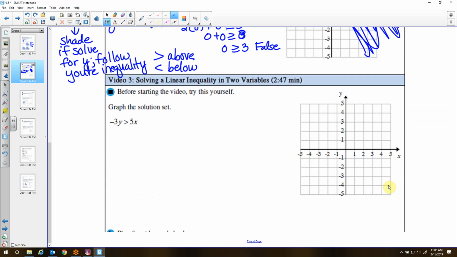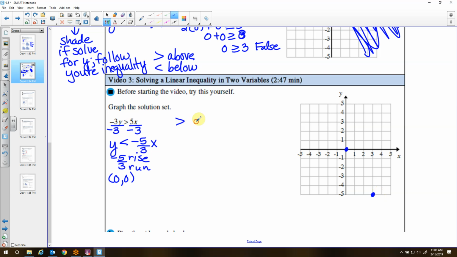Okay, let's do this one at the bottom of the page. I've got negative 3y greater than 5x. So I'm going to solve for y. So I'm going to divide by 3. Now remember, if you divide by a negative number, we have to flip that inequality. So on this one, my slope is negative 5/3. That's my rise over run. My y-intercept is 0, 0 because I don't have a constant out here. So 0, 0, and then I'm going to count down 5 over 3, and then I'm going to connect.